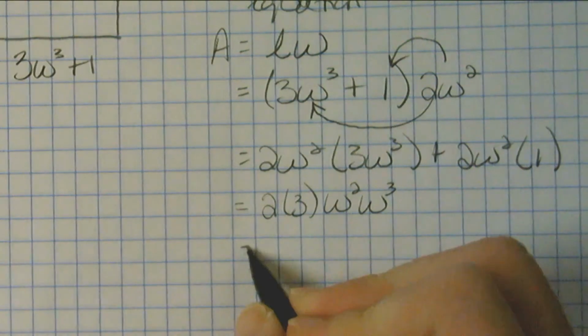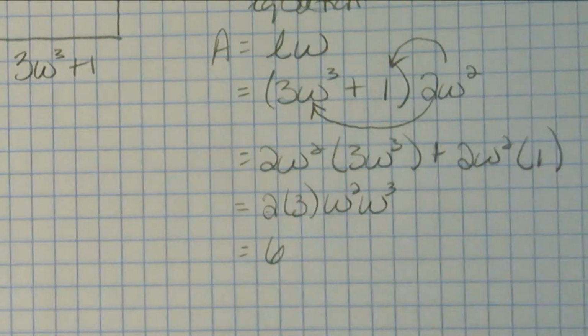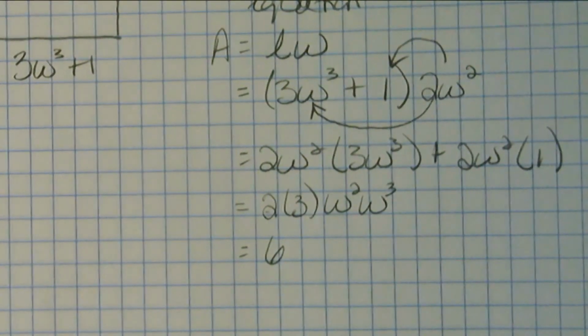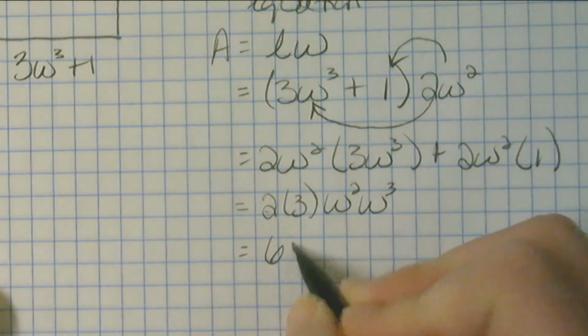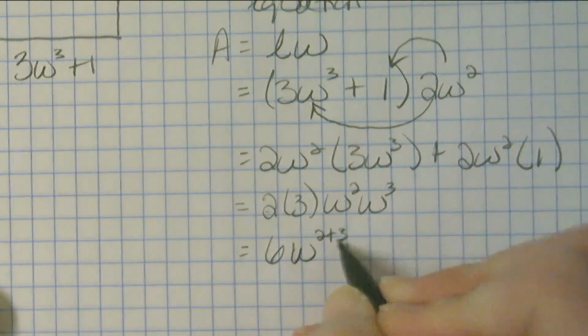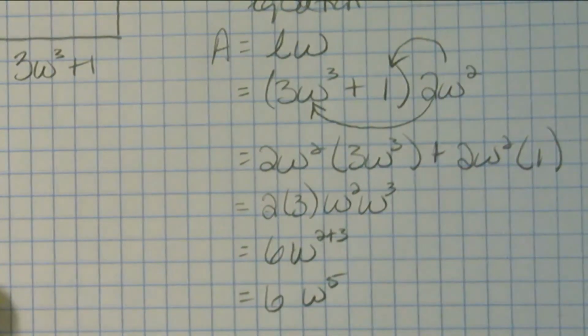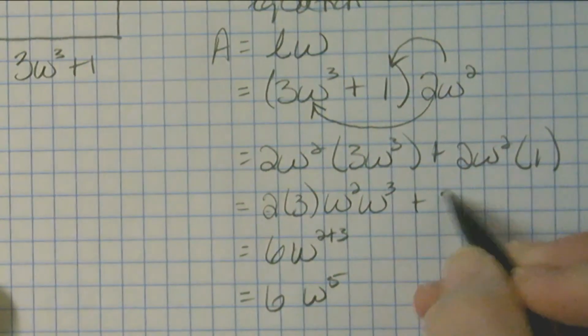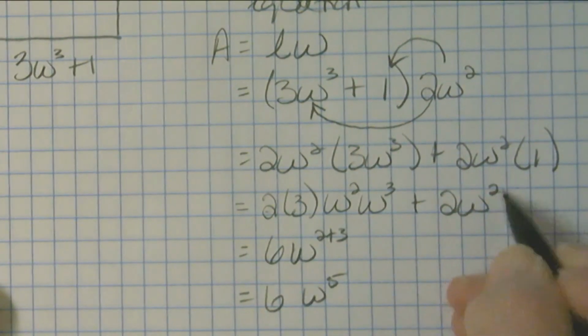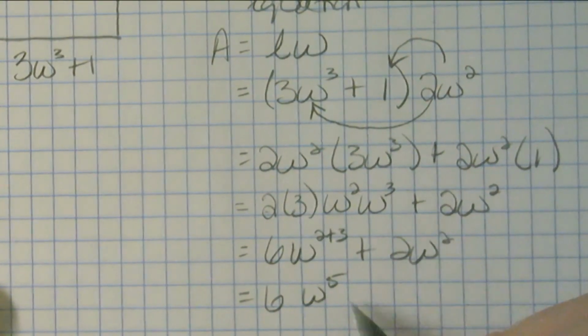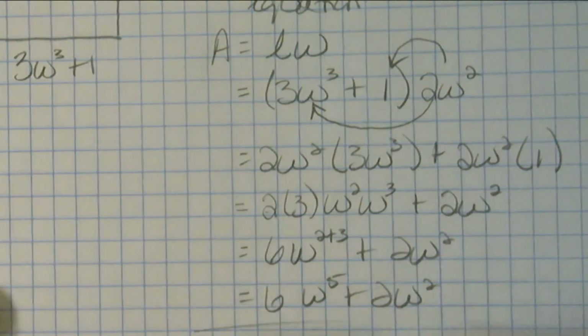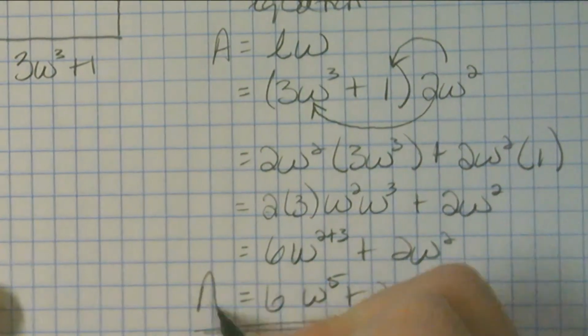Now I'm going to do the multiplication. Well, 2 times 3 is 6. I multiply two numbers with the same base. I keep the base, and what do I do with the exponents? Mia, you add them. W to the 2 plus 3. So this is going to be 6W to the 5th. And now for the other term, I'm just going to multiply 2W squared times 1, which is simply 2W squared. I am done. There is my area equation.